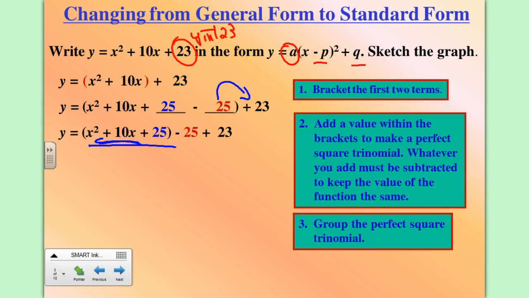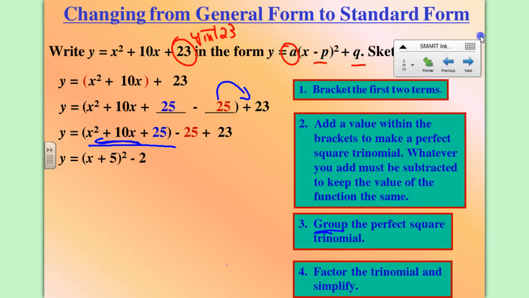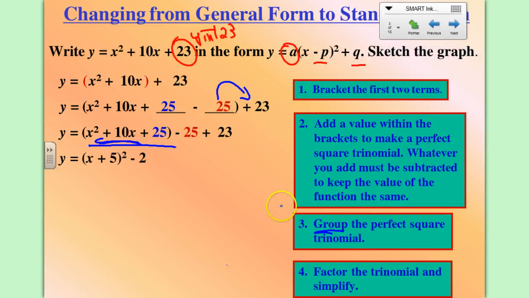Now I've got my perfect square group. There's my perfect square, right? And now I can factor like we talked about in the first slide. So I factor it, and when I factor this, I end up with (x plus 5) squared. And minus 25 plus 23 is minus 2.